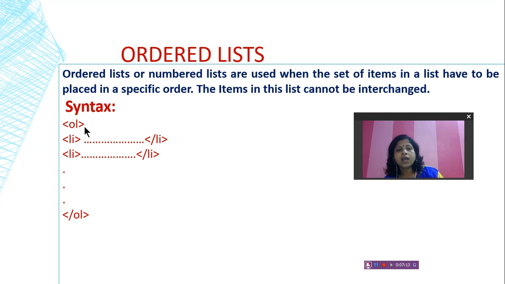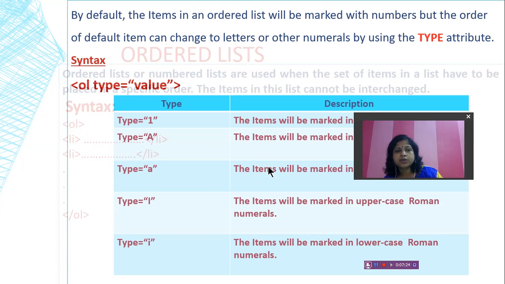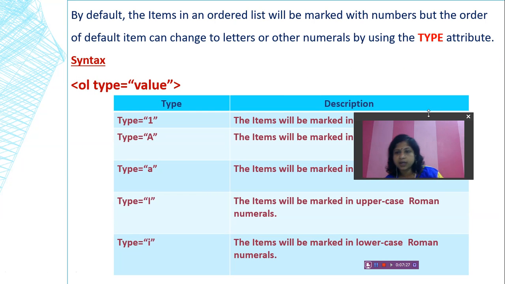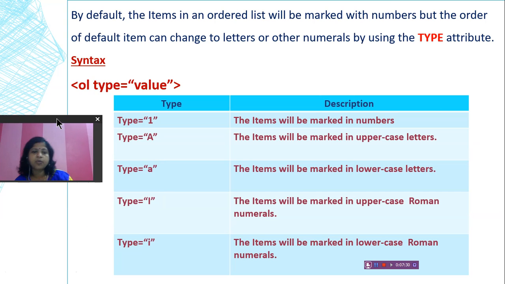Next, this LI stands for list item, meaning the items you want to include in your list. This way you will create it. Suppose you do not write anything and only write OL, then it will create a numbered list like 1 2 3 4. But if you want to create a list with capital A, small a, or capital Roman letters, small Roman letters, or anything else, then you have to give another attribute, that is type. Attribute, you must have remembered, is the extra feature added to the tag.